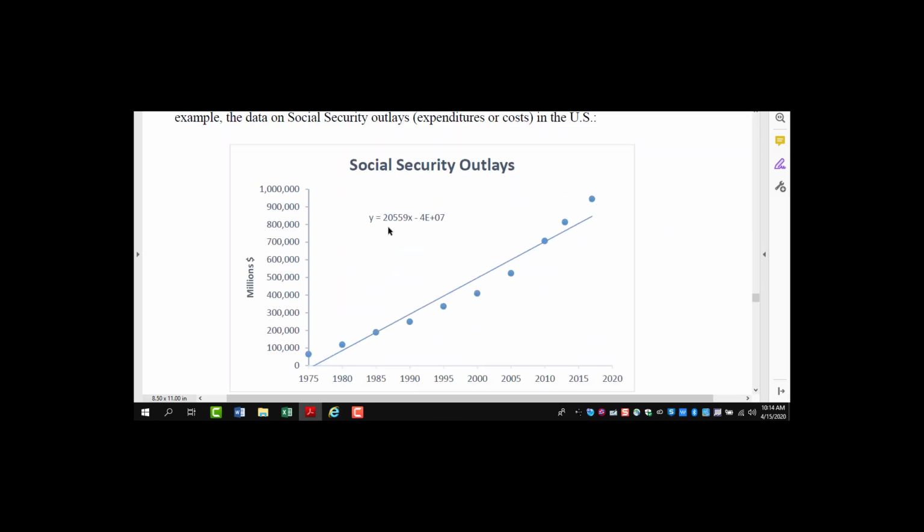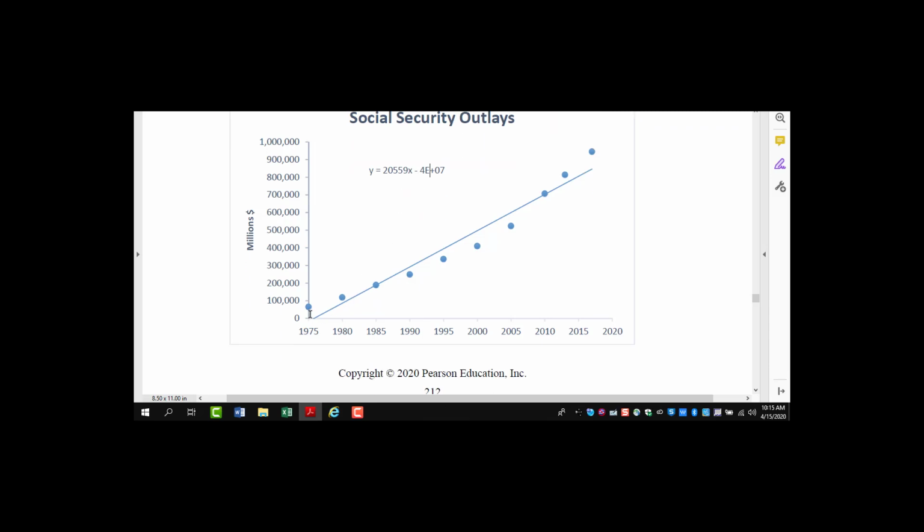Now we're going to note how Excel chose this line, and look at the y-intercept, negative 4e plus 7. That means move the decimal after the 4 over 7 places, and it's a negative number. Now, why is it a negative number? Well, because there's no zero in the data. Year 0 is way down here, the birth of Christ. So most of the time we would do this in a different way, so we don't have that kind of irrelevant data here. It makes no sense.